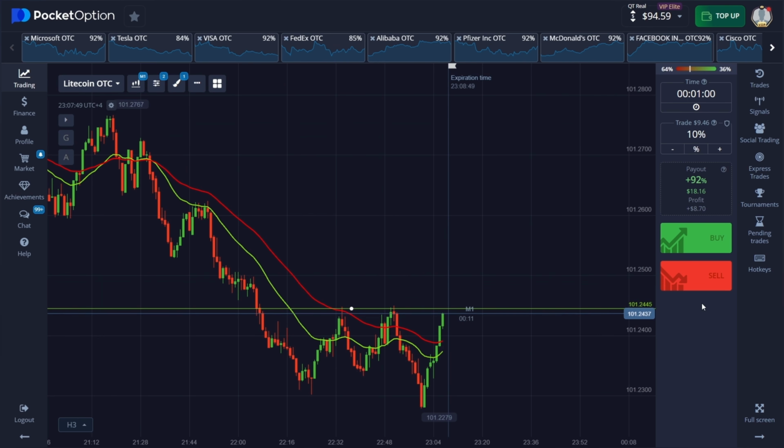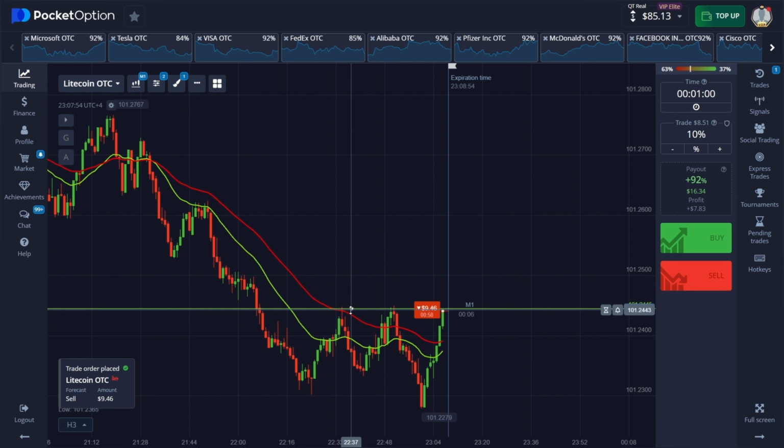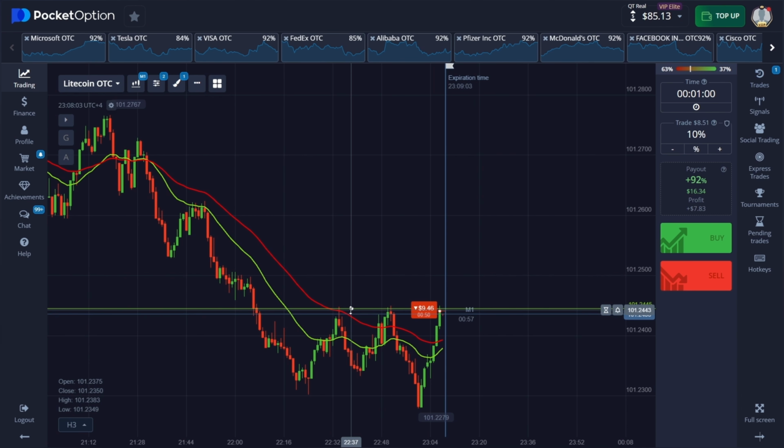Now, I see a potential trade on Litecoin OTC. I placed a trade for the downside move on Litecoin OTC because there's a solid resistance level. You may notice that my trade amount has increased to $9.45. The trade is currently going in our favor. Let's see if we can win this trade.